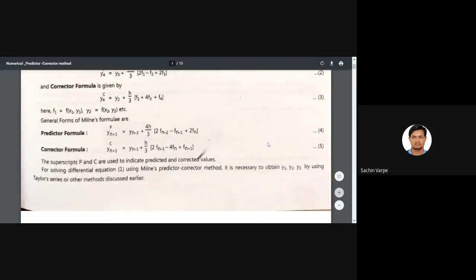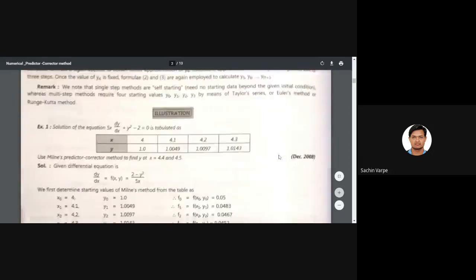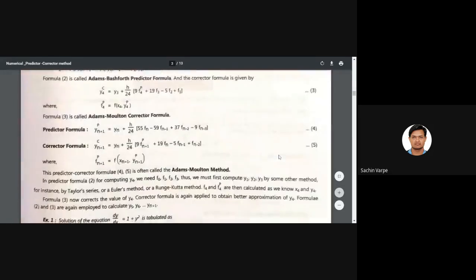Now, the next method is about Newton's Gregory backward difference interpolation formula, and that method is called the Adams-Moulton method. So this is about Newton's Gregory backward difference interpolation, nothing else. The basic difference between both of these methods is Newton's forward and backward, isn't it?